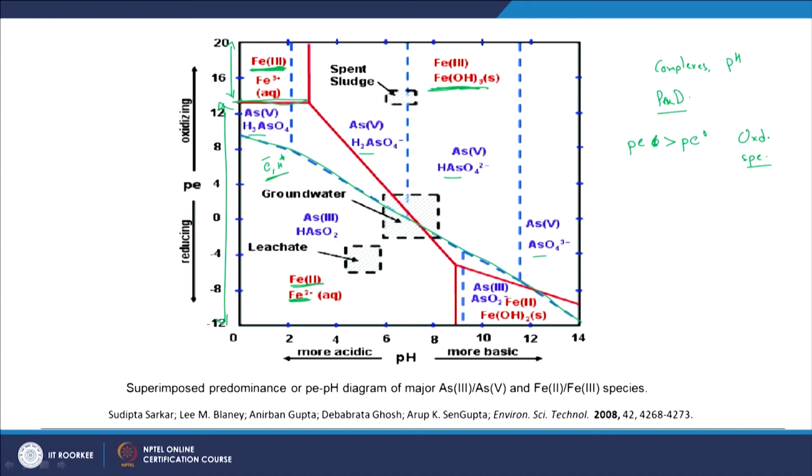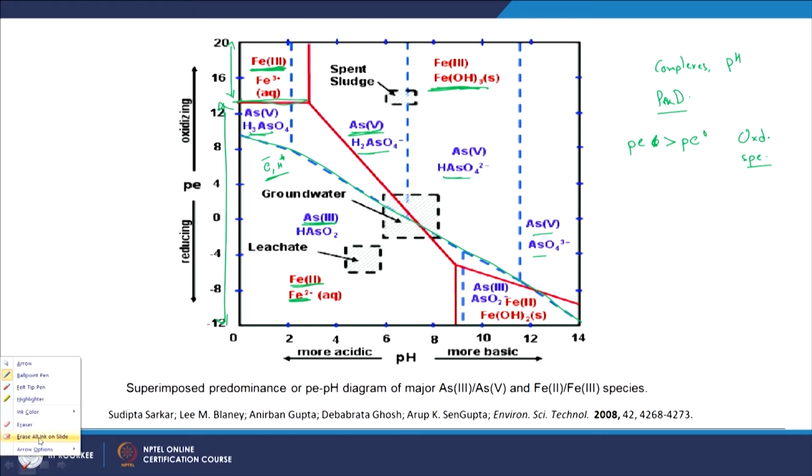So here, let us say this is the line that gives us the boundary between the arsenic 3 and arsenic 5 forms. In this region we have arsenic in the 3+ oxidation state predominant, and above it obviously arsenic in the 5+ oxidation state predominant. But again, as you vary the pH, you see H3AsO4, H2AsO4-, and so on.